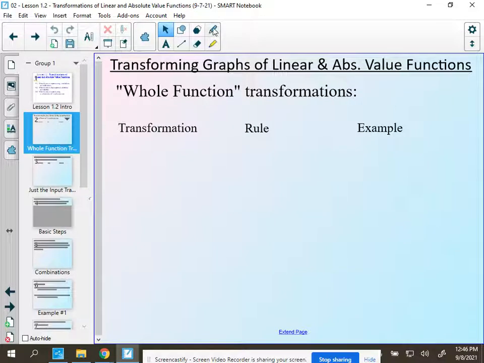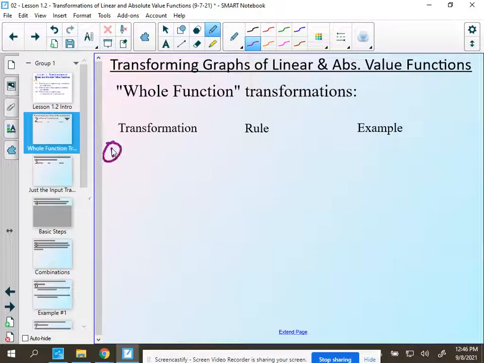So here we go, starting at the top. We'll number them. There's six total. There's three whole function transformations, and then there's three what we'll call just the input transformations. So we'll get to them here. Six total. Transformation one.